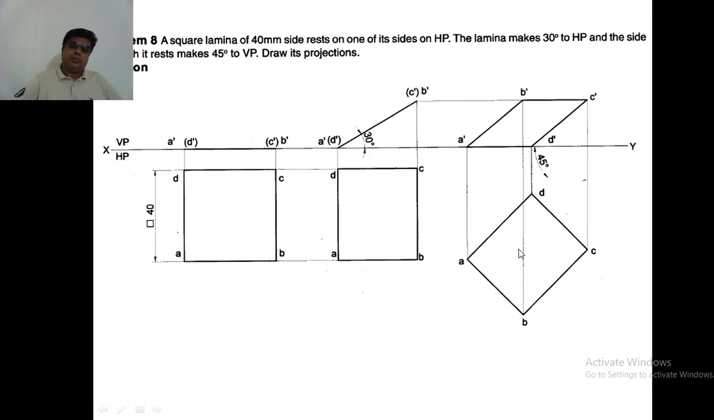So once you get the top view, from this top view and from this front view, you get the final front view of the square plane. So the procedure is same, just like we solved in the previous problem for triangular lamina, only the shape is changing here. So all the conditions will be same, resting on the side 30 degree to HP, then that edge makes 45 degree to VP. So all the problems will be almost same, only thing is that the shape will be changing.